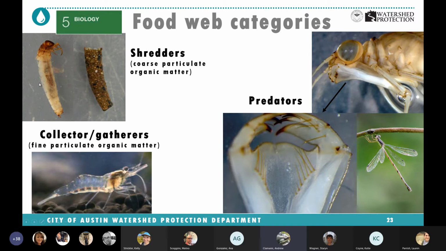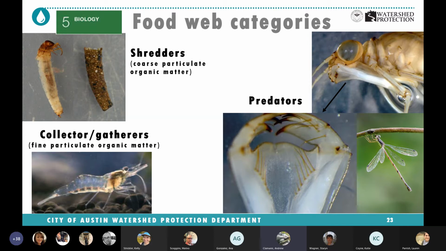Here on the top left, we've got a type of caddisfly that makes a little case out of snail shells and hides its little tummy in there. These shredders will take coarse particulate organic matter, CPOM, that's like leaves and sticks and small things, and they'll chew them up and shred them and use them. And then the little bits that they're putting out, the fine particulate organic matter, is vacuumed up by the collector gatherers. This is a grass shrimp.